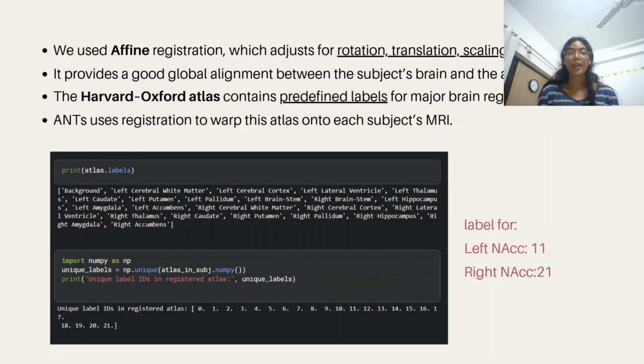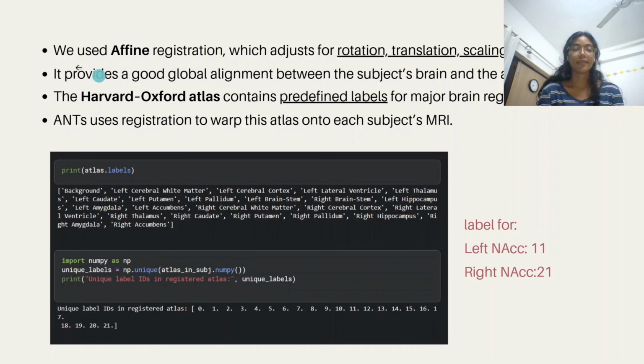So in such a case, we use affine registration. It does rotation, translation, scaling, shearing, meaning cropping it, to perfectly align both of them together. And ANTS uses this registration. ANTS is a tool to wrap this atlas around. So what happens? ANTS helps us to wrap this atlas around and affine registration adjusts it.